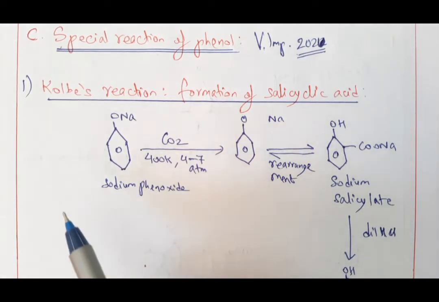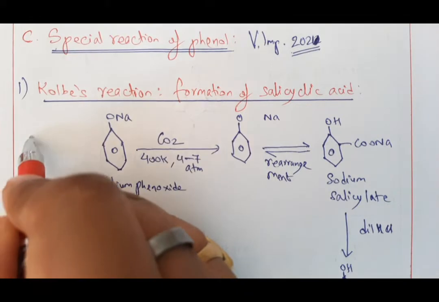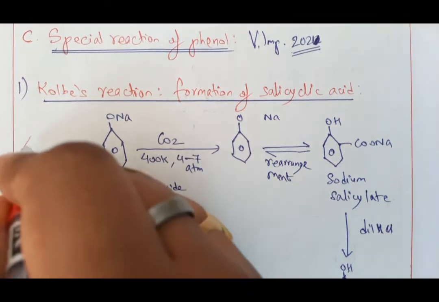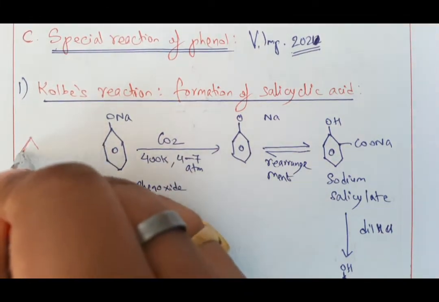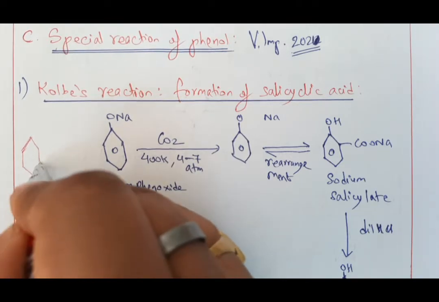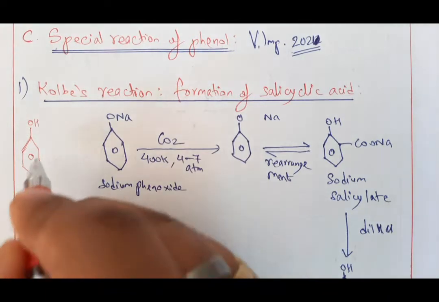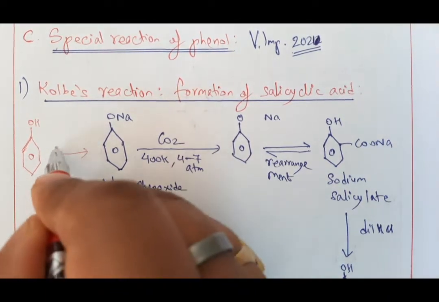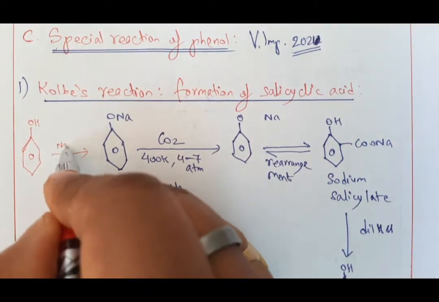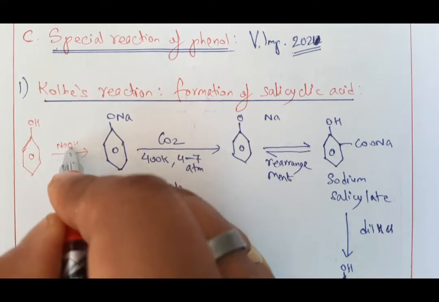So phenol is acidic in nature, as you all know. So this is the formula of phenol: benzene ring with OH is called phenol. This is your phenol. So first of all, you react phenol with sodium hydroxide.